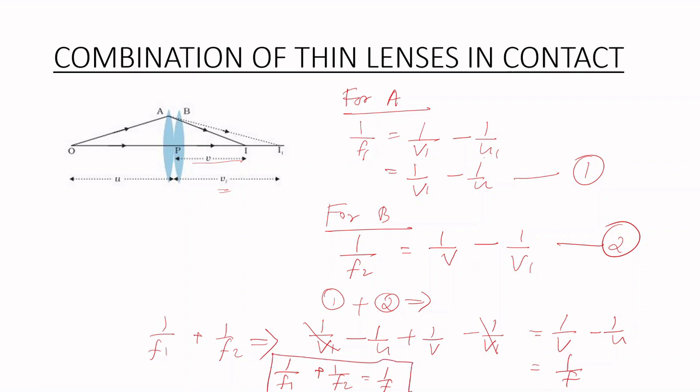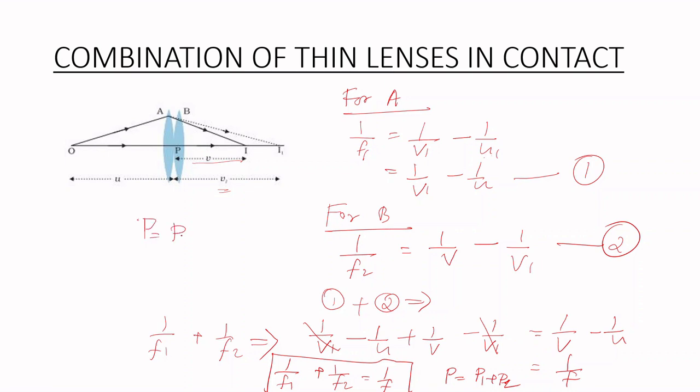That means when we keep lenses in contact, their powers get added up. 1 by f is the total power, 1 by f2 is the power of lens 2, and 1 by f1 is the power of lens 1. So P is equal to P1 plus P2. If there are many lenses in contact like this, we can add them all.